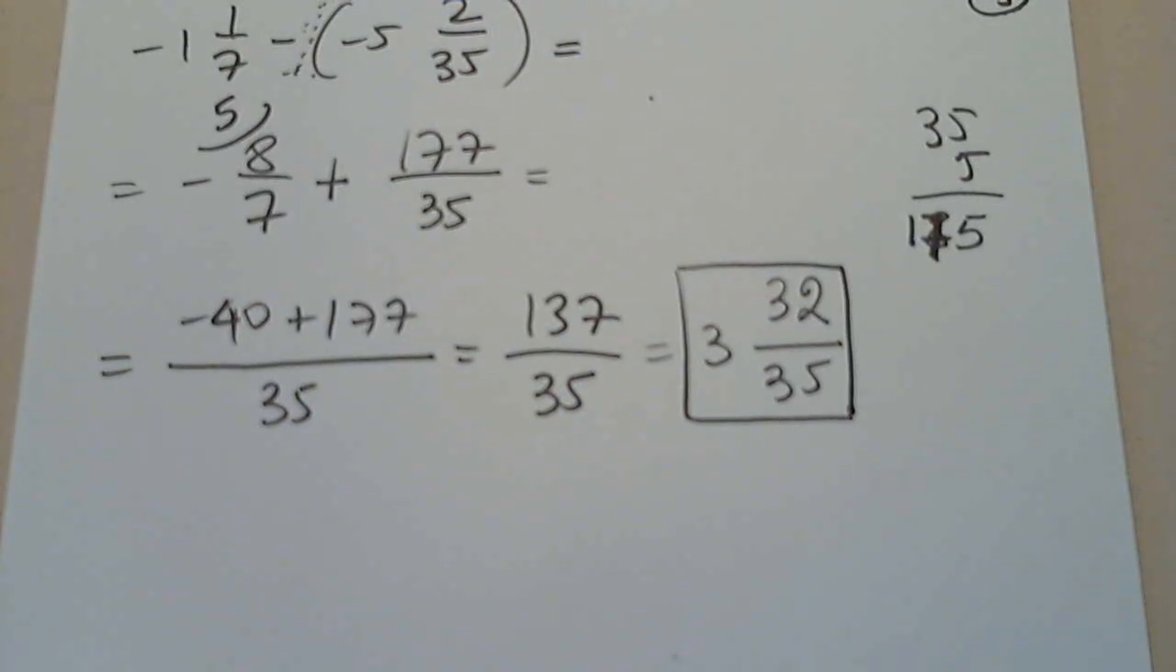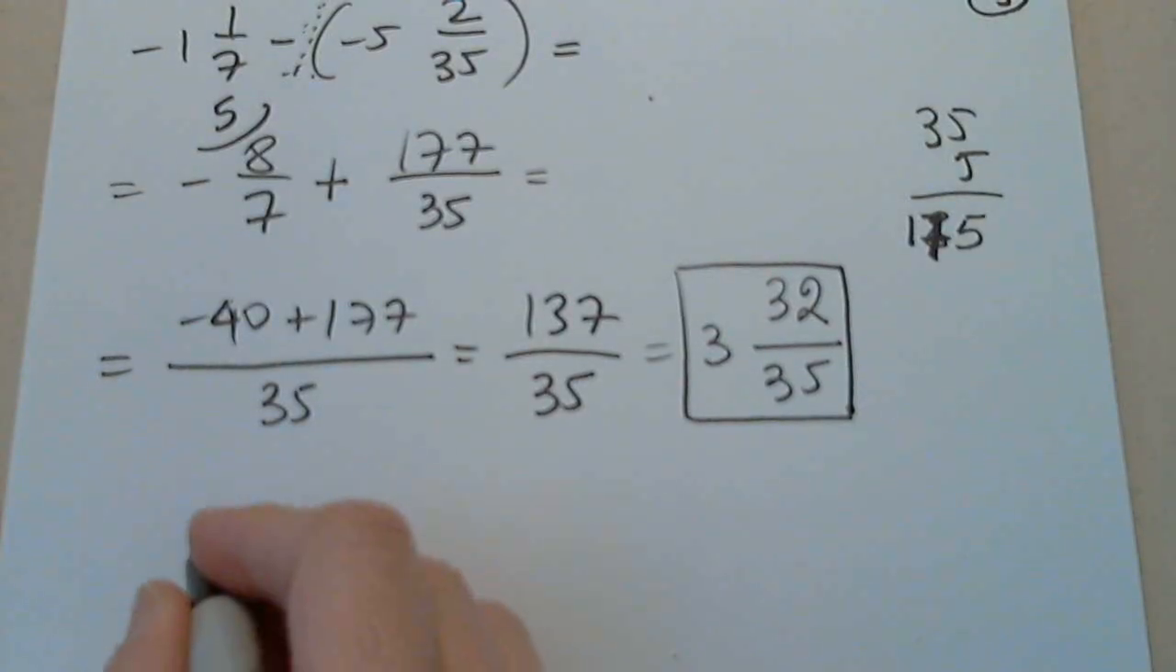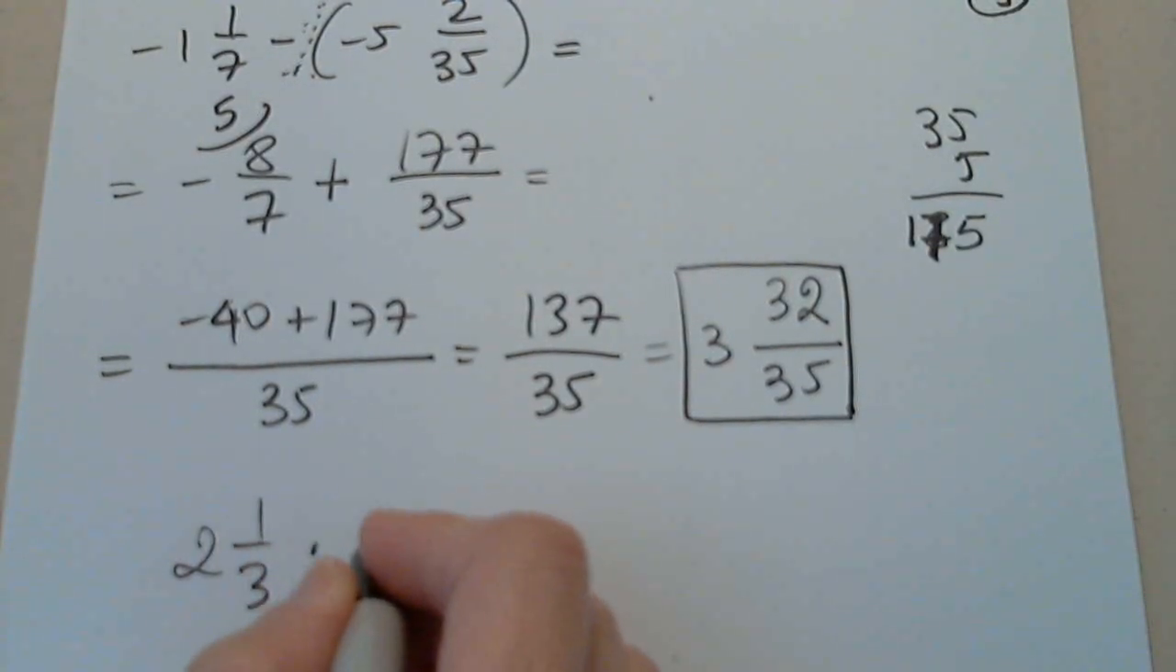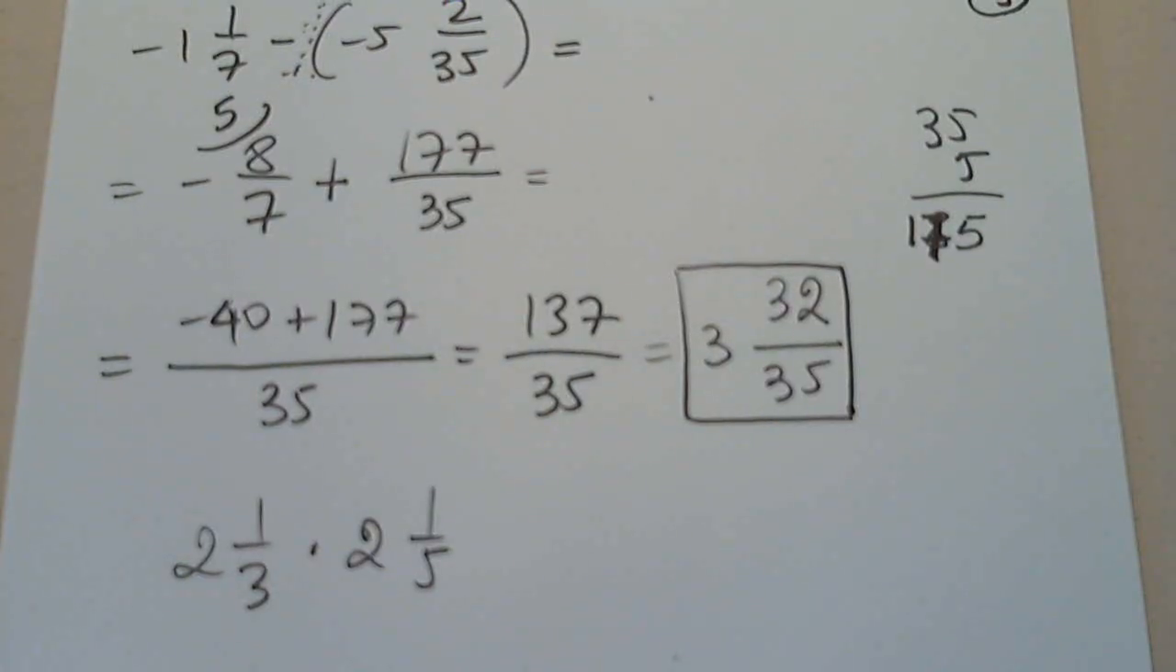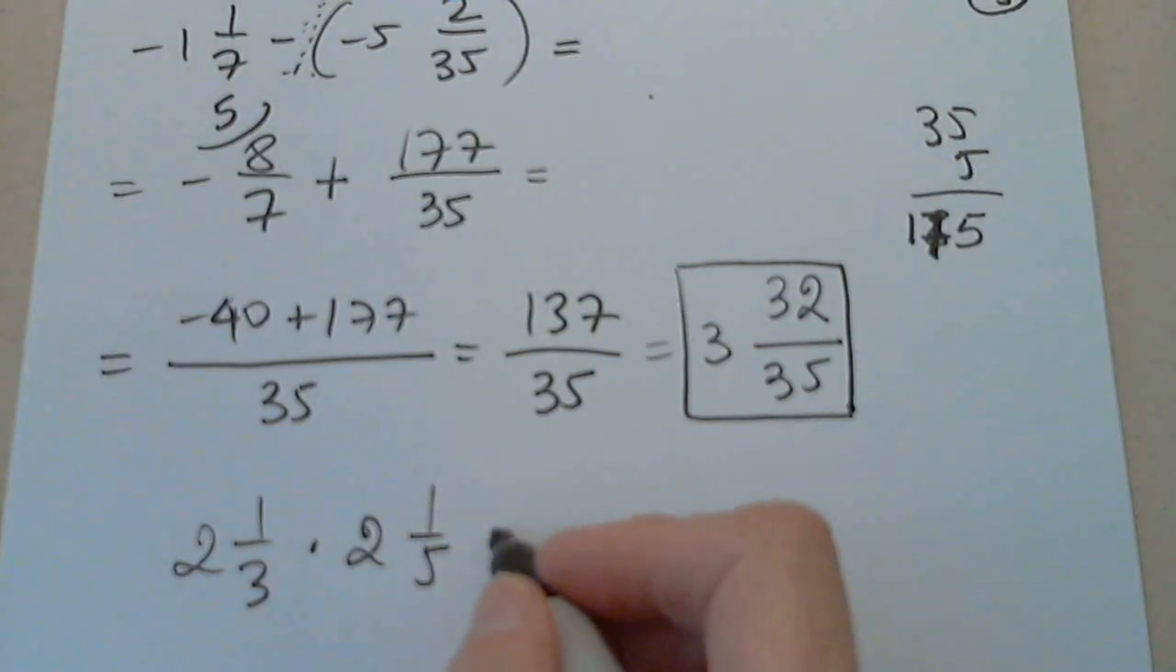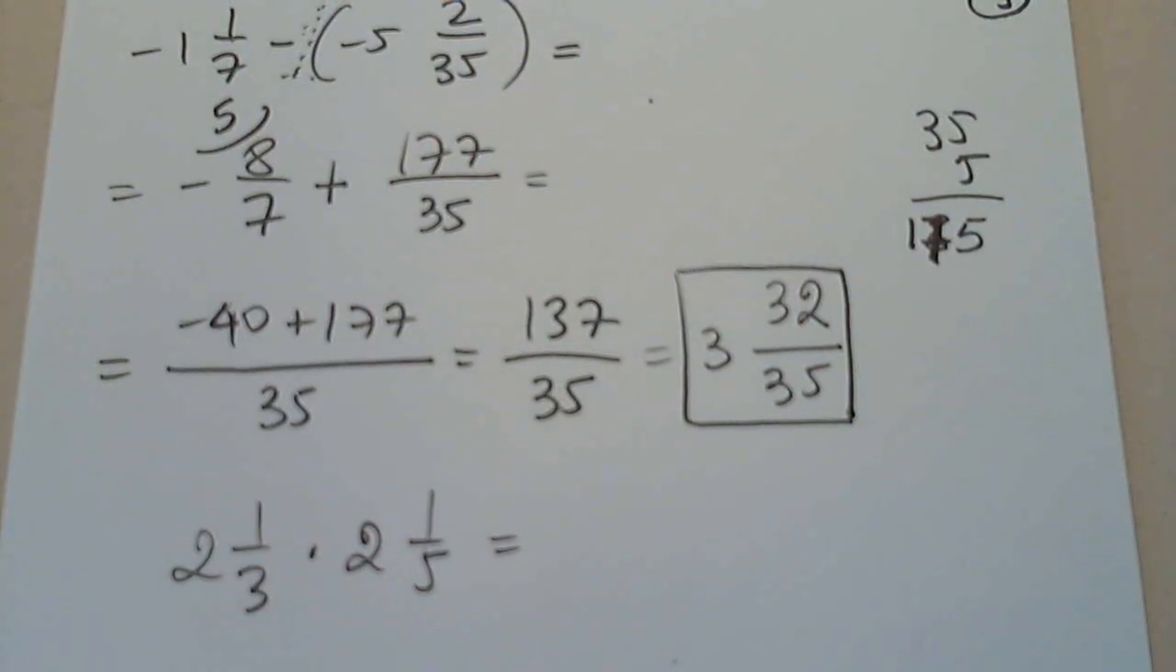Marcy multiplied the two mixed numbers and got the following results. Okay, so I don't care what you did. We just have to multiply 2 and 1/3 by 2 and 1/5 and see what we get. And then we'll go back and read whatever she did. When we multiply and divide mixed numbers, we have to put the integers back in.